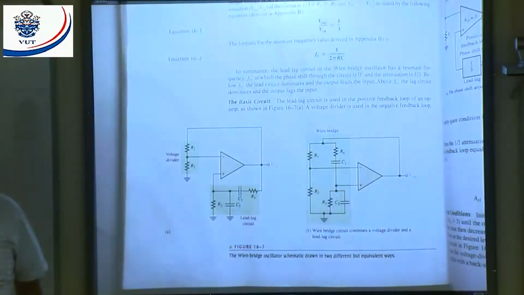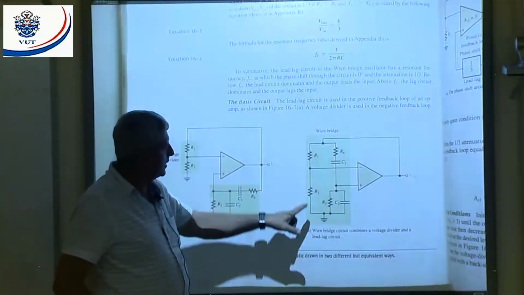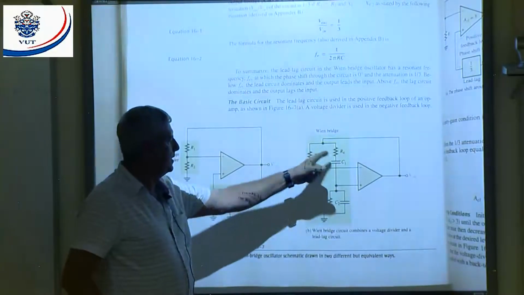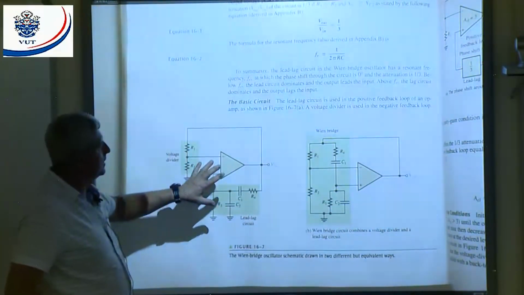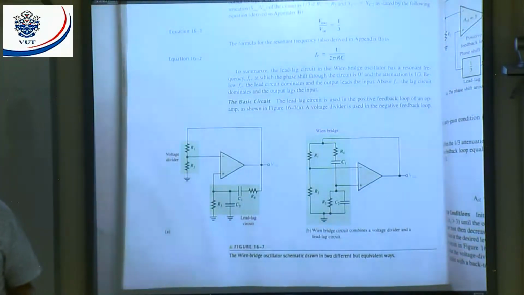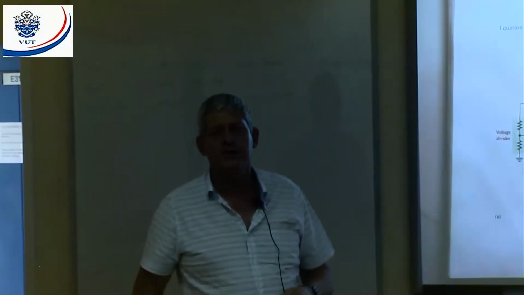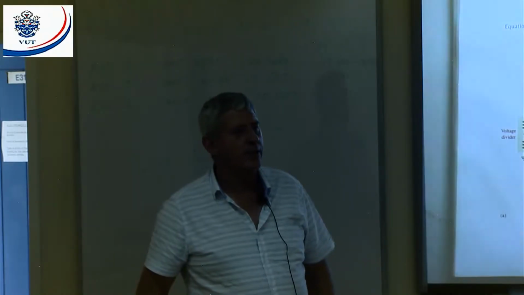So in the test, if you're asked to draw the Wien bridge, you can draw either one. I just want to show you why they call it a Wien bridge, because that is a bridge connection. There's one leg and there's the other leg, and how they've been connected. This circuit and that circuit are basically identical, just drawn differently. There's no difference between those two circuits. You agree?